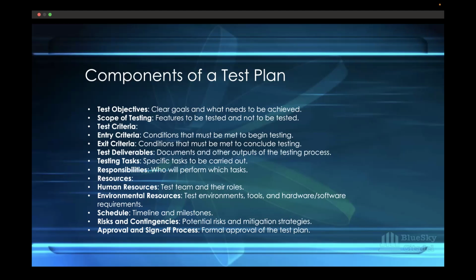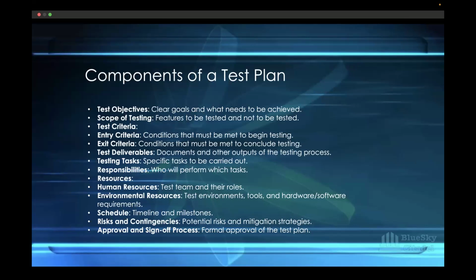You also have your test deliverables. The test deliverables are documents and other output of testing processes. You have testing tasks. These are specific tasks to be carried out. You also have responsibilities. Each member of the team has a responsibility, you know. So you have to outline all these responsibilities of everyone in the team.